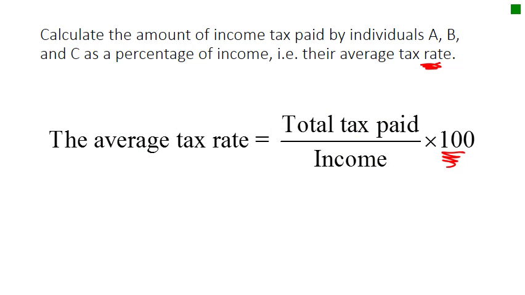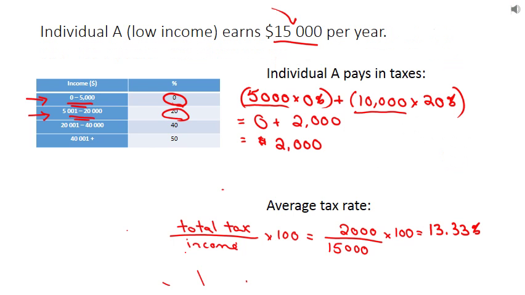So to calculate the average tax rate, what we need to do is look at their total tax paid, and we'll see how we come up with that figure. It's through a series of separate calculations where we add it together. So the total tax that they pay divided by their income, and because it's a rate, anytime you see the word rate in economics, probably science and math as well, we multiply by 100. So individual A earns $15,000 per year. So we're going to see how we figure out what they pay in taxes.